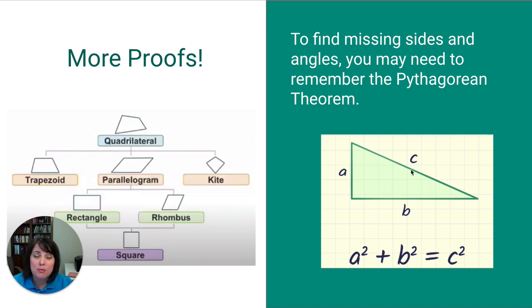The other thing you're going to want to remember is the Pythagorean theorem. It's important to remember that to find missing sides and angles, you need to remember a squared plus b squared equals c squared. That's going to come up in these lessons. So make sure that if you have to solve for sides of a triangle, you remember the Pythagorean theorem.